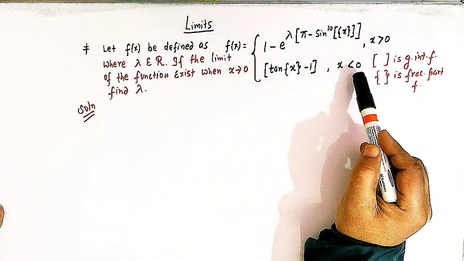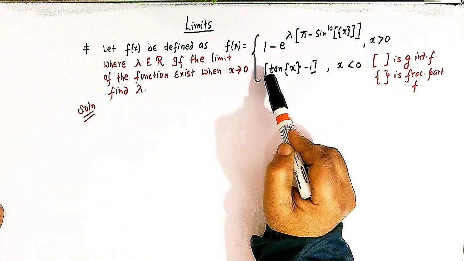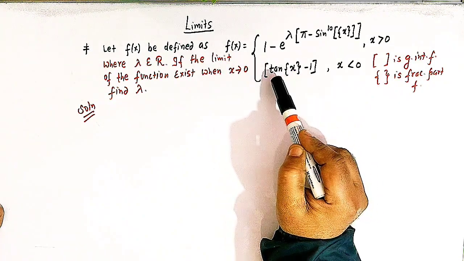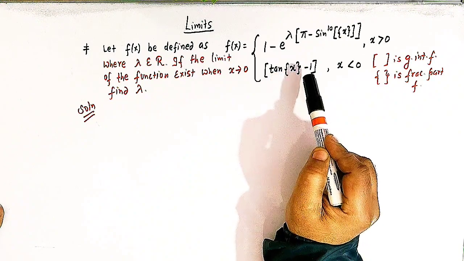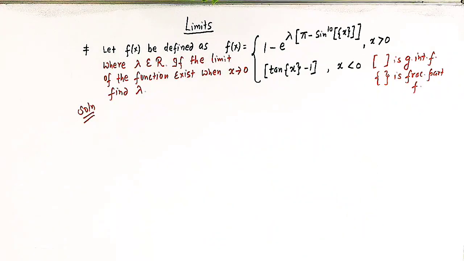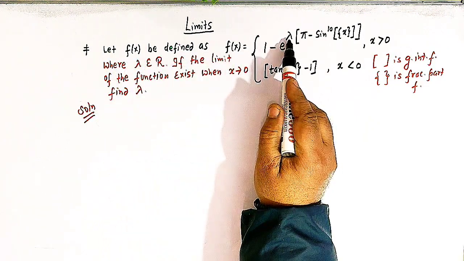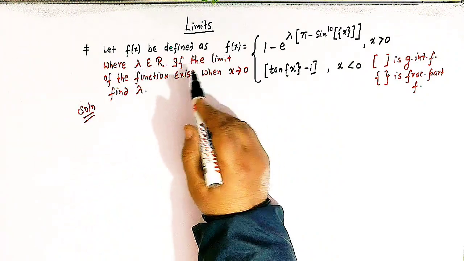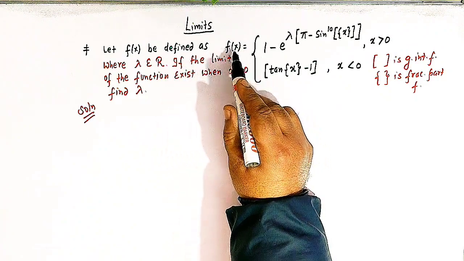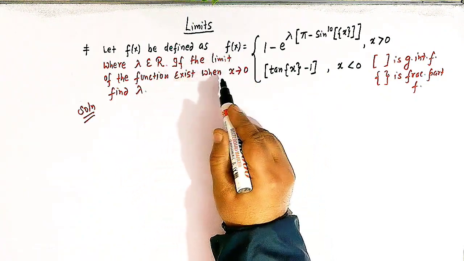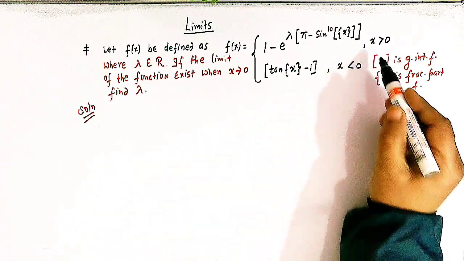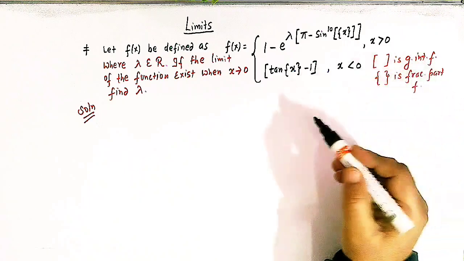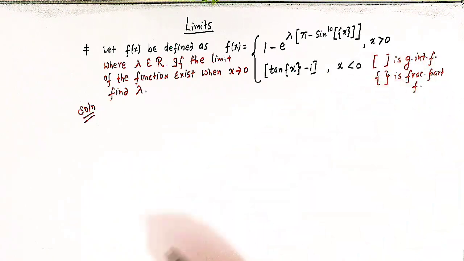And for x less than 0, we are given f of x is equal to greatest integer of tan of fractional part of x minus 1. So let us see how we can solve this problem and find the value of this number lambda, which belongs to the set of real numbers, right? Here we are given that the limit of this function f of x exists when x tends to 0, right? And here the square brackets denote the greatest integer function and the curly brackets denote the fractional part function.